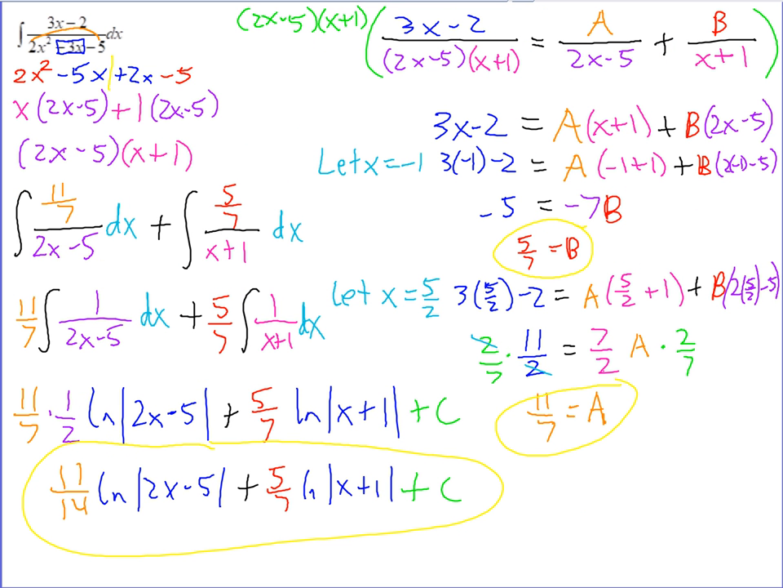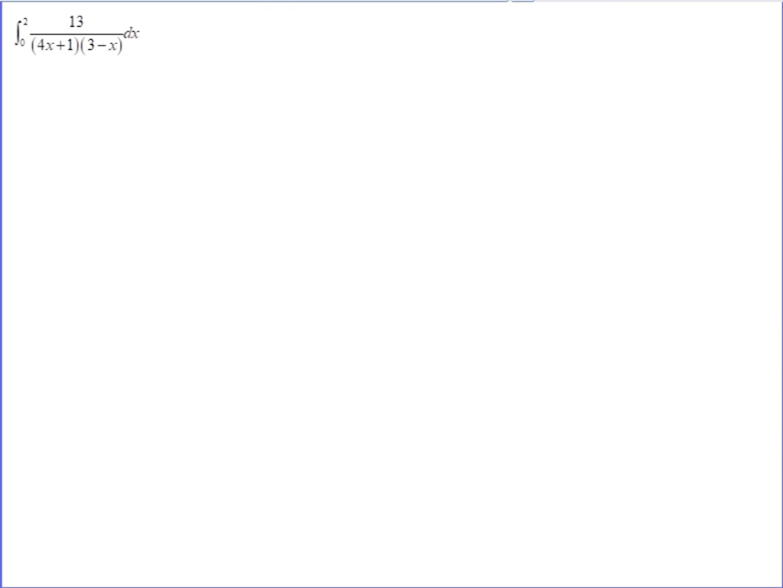All right, so let's look at a definite integral now. This one, notice, is pre-factored for you. And the numerator is a little simpler, it's just 13. So you can say 13 divided by 4x plus 1 and 3 minus x. Let's split it up into A over 4x plus 1 plus B over 3 minus x.